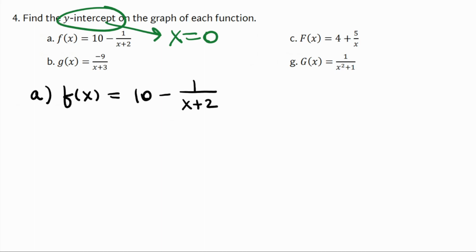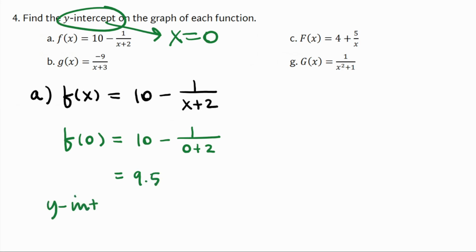F of x equals 10 minus 1 over x plus 2. So I need to plug in x equals 0, so I'll be getting f of 0. The y-coordinate where x equals 0 is going to be 10 minus 1 over 0 plus 2. Okay, so 10 minus a half is 9.5. And I'm going to say my y-intercept is x equals 0 and y is 9.5.